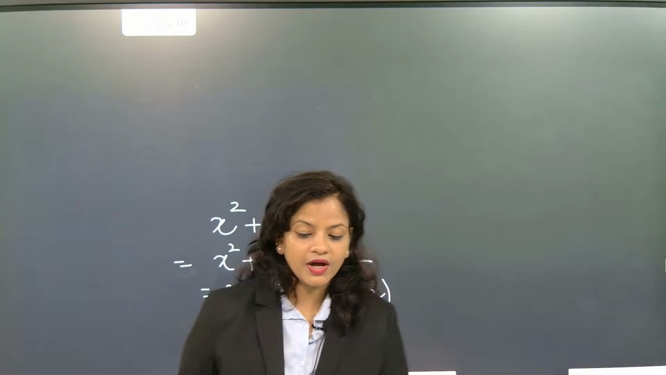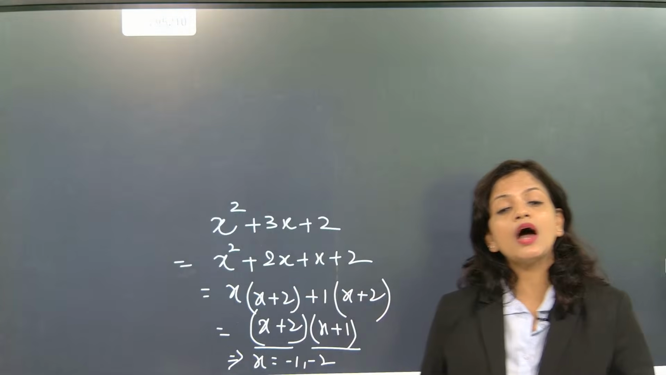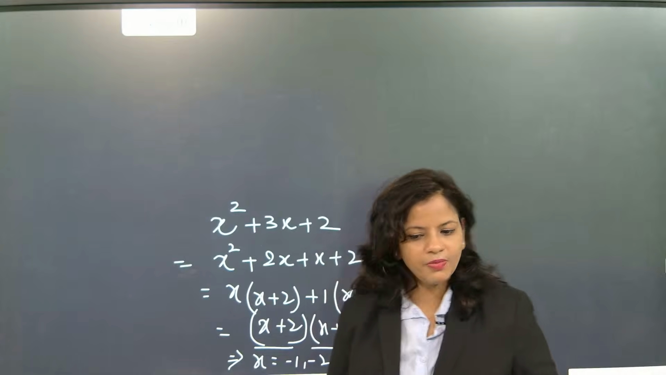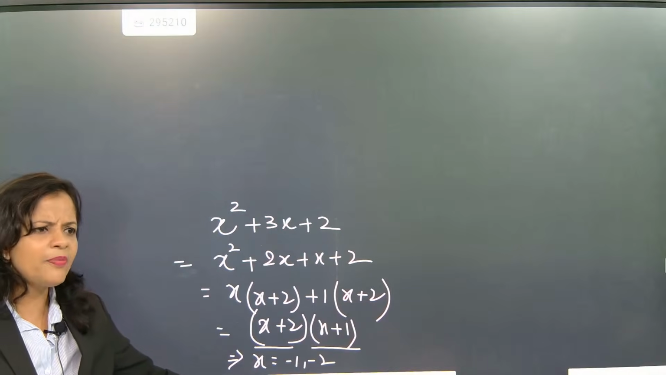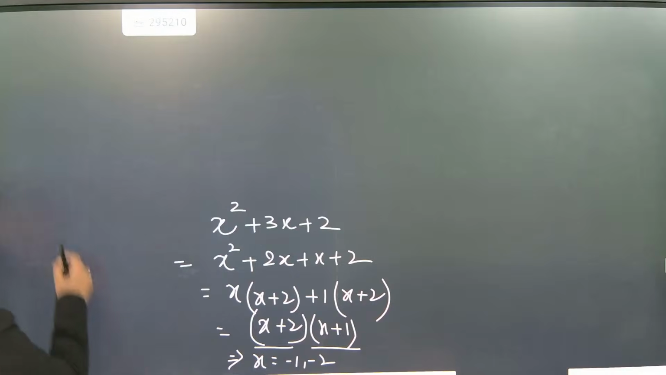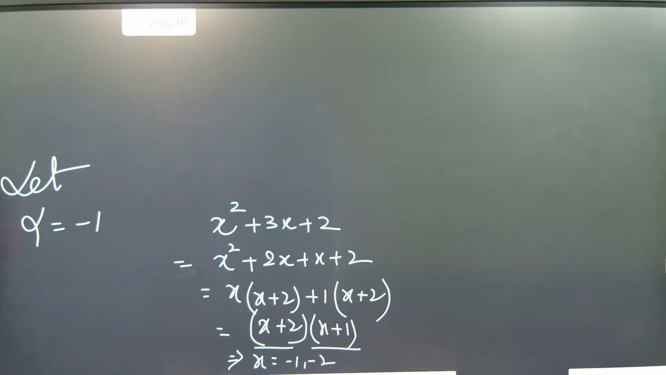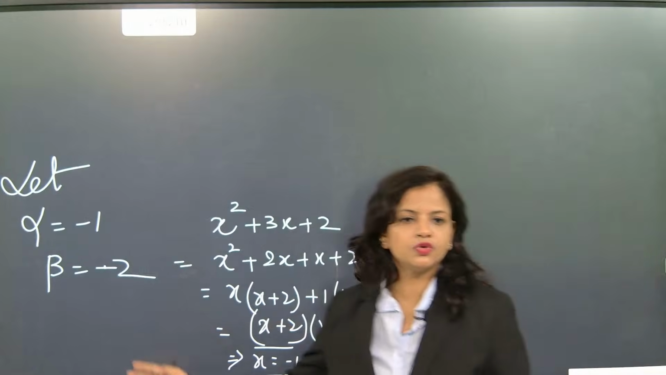This minus 1 and minus 2 are what? They are zeros of the polynomial. And they are nothing but alpha and beta. Understood? Nothing is difficult here. Alpha is equal to minus 1 and beta is equal to minus 2. We can shuffle it also, so alpha is minus 1 and beta is minus 2.